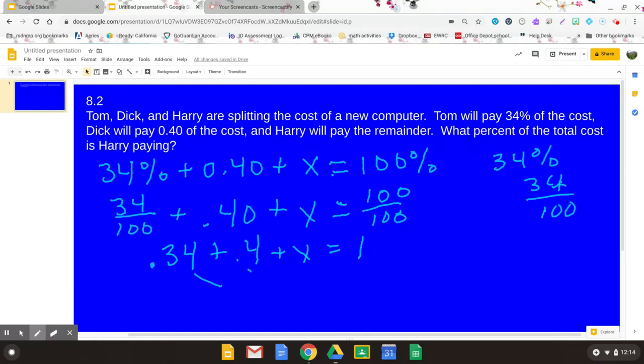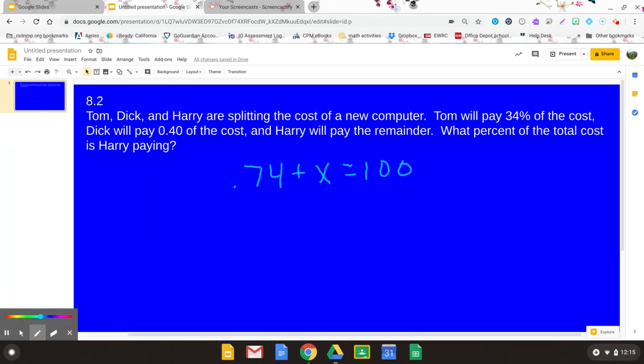So I'm going to combine those two. 0.34 plus 0.4 is equal to 0.74, plus X equals 1. Now I have an equation that I can solve. So I'm going to subtract 0.74 from both sides. Then I get X equals 0.26.